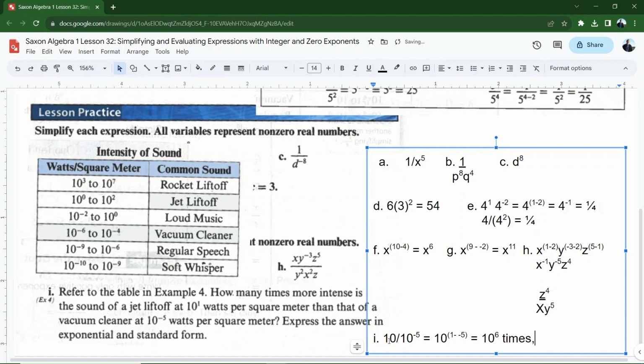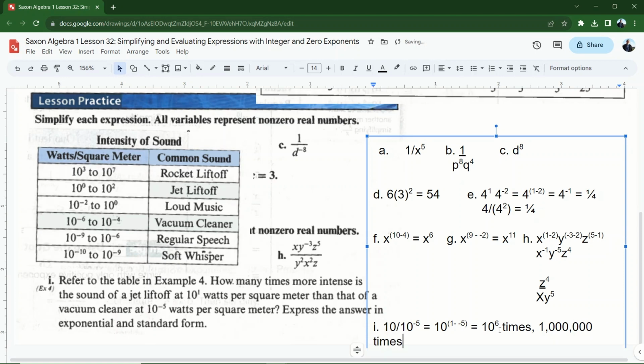10 to the 6th times. Or if I'm writing that in standard form, it's going to be 1, and then how many zeros? Let me just make sure I got this right. 10 to the 6th is 10 times 10 is 100, times 10 is 1,000, times 10 is 10,000, times 10 is 100,000, times 10 is a million. Let me make sure I get my commas in the right place. One more zero. It's going to be 1 million times as loud, or 1 million times the intensity.